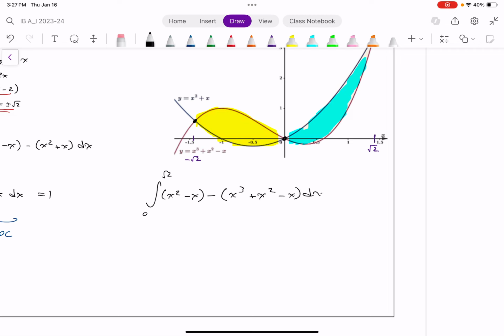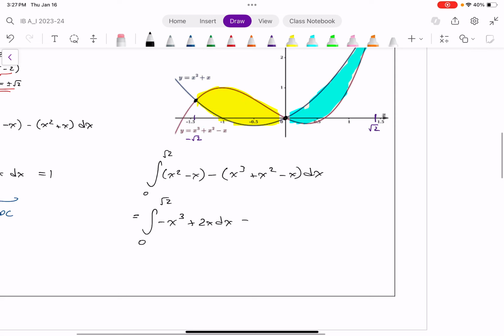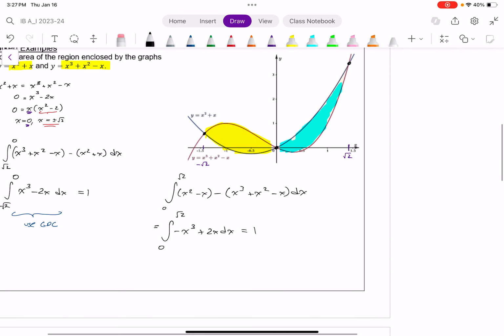When I collect like terms, which I don't actually have to do, but why not, I get the exact same function as before, both with opposite signs. I have minus x cubed here, I have plus 2x, dx. And again, I can use a GDC, and again, I get exactly 1, which means these two regions, while they're different shapes, have the exact same area of 1 each.